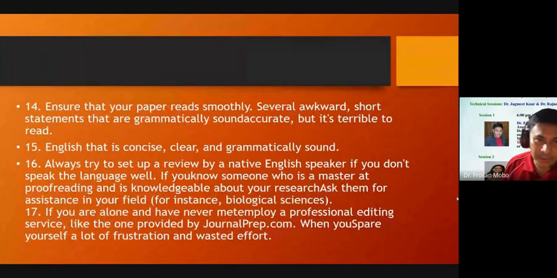Then ensure your paper reads smoothly, because if you have done this, definitely you would be able to get rid of those stresses. And of course, the English should be concise, clear, and grammatically sound. It's very important to practice that, and always try to set up a review by a native language speaker if there's a need. Okay, so sometimes it's a case to case basis.